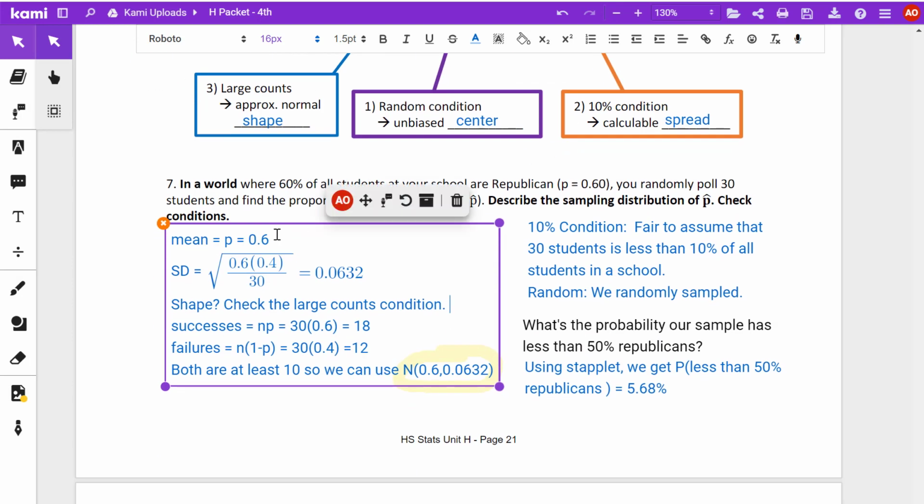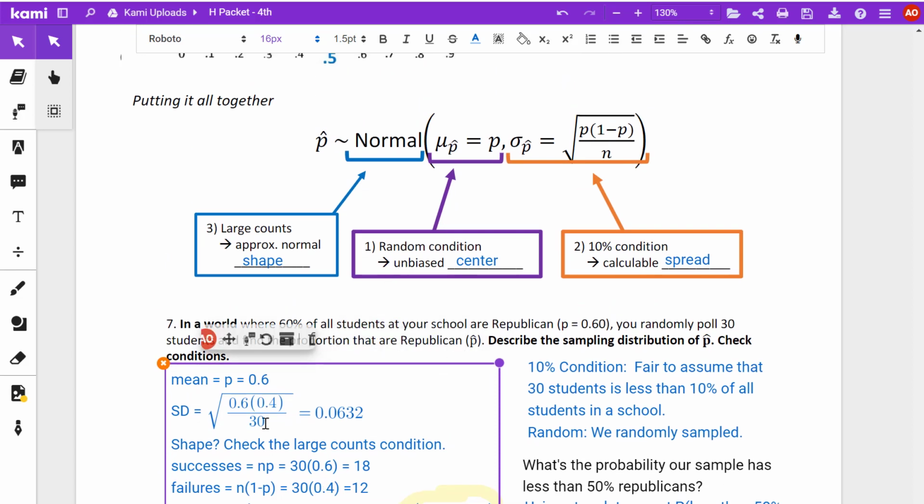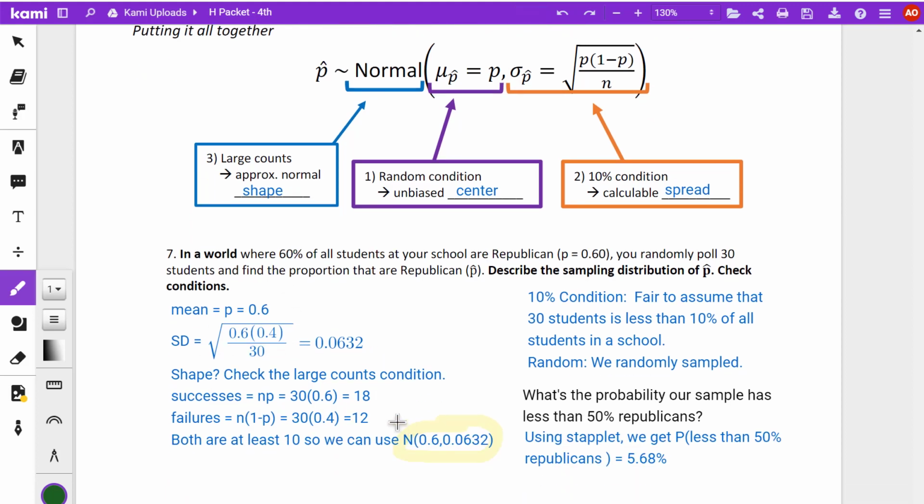All right. So we calculated the mean as 0.6. Our standard deviation is the square root of 0.6 times 1 minus 0.6, which is 0.4, divided by your sample size. See, that's a formula. I did see some students accidentally put the 30 outside, so the whole square root was above the fraction line, and they were getting the wrong answer. So be careful. The square root goes over the entire fraction, not just the numerator. Once you substitute all this in, you should get 0.0632.